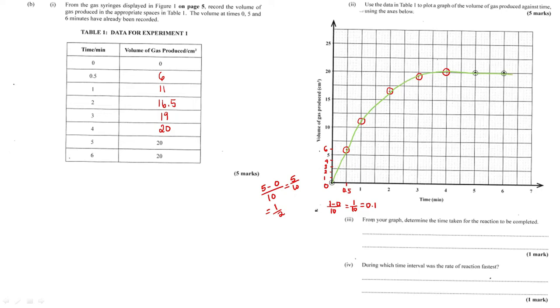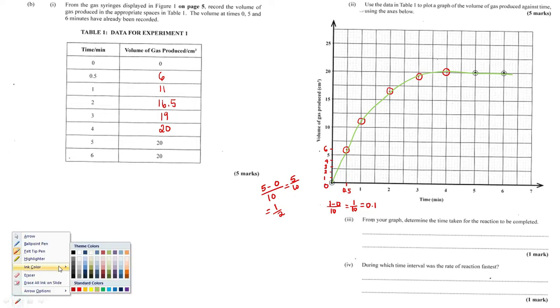Alright, so it says from your graph determine the time taken for the reaction to be completed. But the reaction is completed when you reach a plateau. So once you see you reach 20 and then every minute is 20, 20, 20, that means the reaction is over. Nothing else is being produced. So it asks for time.